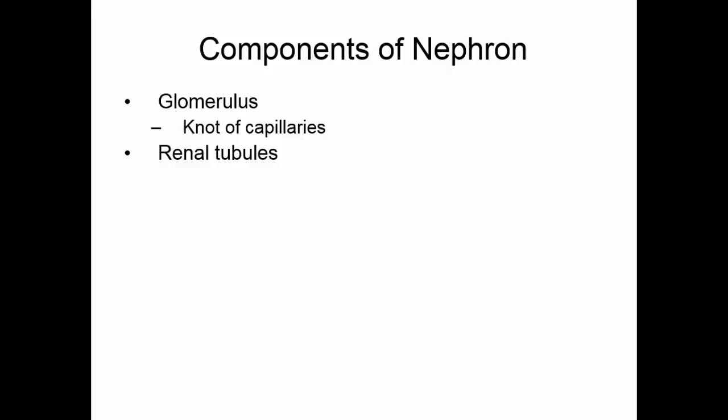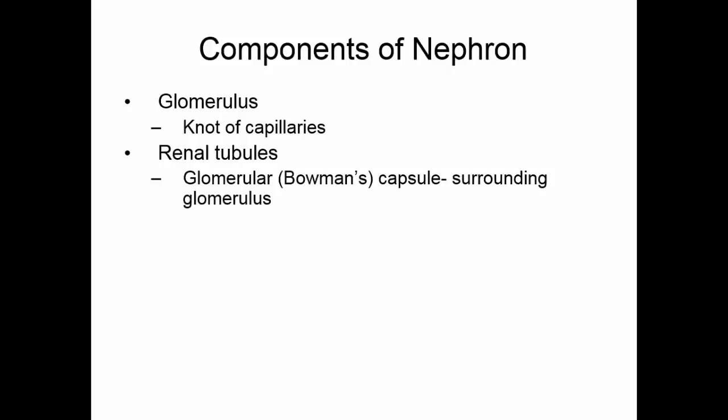The nephron is the filtering unit of the kidney. There are three major parts to the nephron. The glomerulus is the knot of capillaries that is involved in the actual filtration of the blood. The renal tubules can be divided into several parts. The glomerular capsule or Bowman's capsule is the part that surrounds the glomerulus and collects the filtrate.